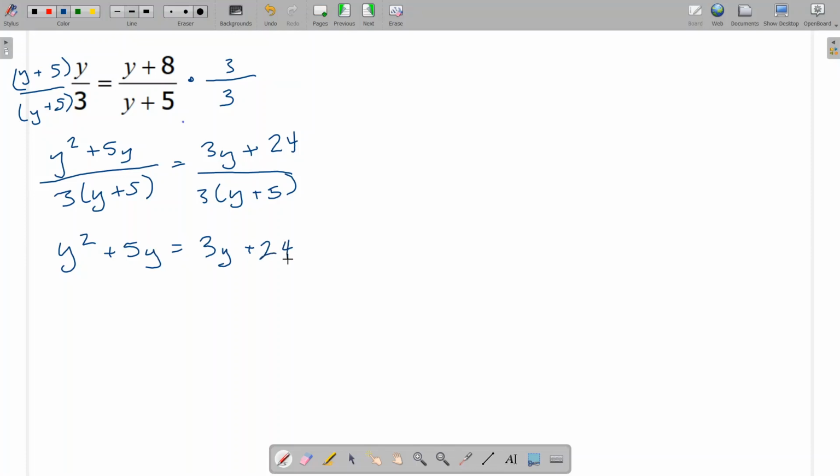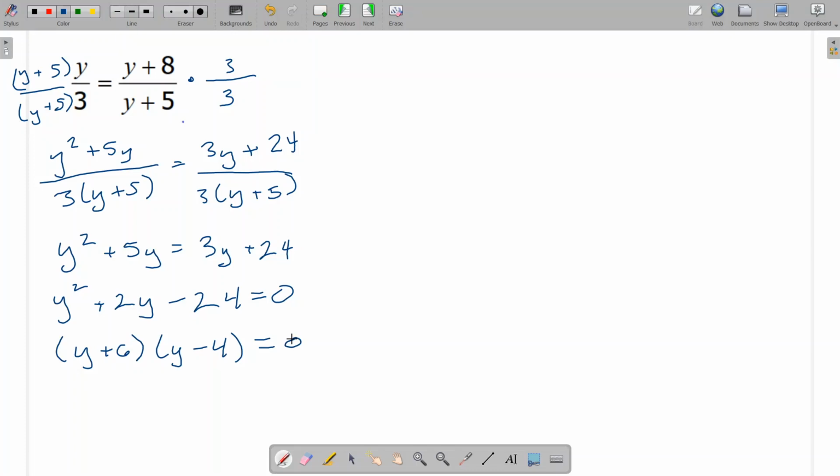Again, we have a quadratic equation, so we're going to factor. But before we do that, we need to get everything to one side. And this is going to factor into y plus 6 times y minus 4. So now we can set each factor equal to 0 and solve for y. So we're going to get a negative 6 and a positive 4. Neither one of those values is going to make the denominator equal to 0 in our original equation. So once again, we have two solutions.